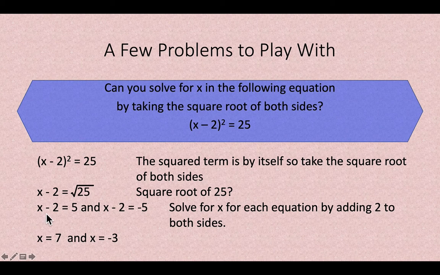So here we're gonna add 2 to get this to the other side. And when you add 2 here, you got to add 2 to the other side to keep it balanced. So x ends up equaling 7. And once again on this one you're going to add 2. And so you end up with x equals, and negative 5 plus 2 gives you negative 3. So here your answer is 7 and negative 3.